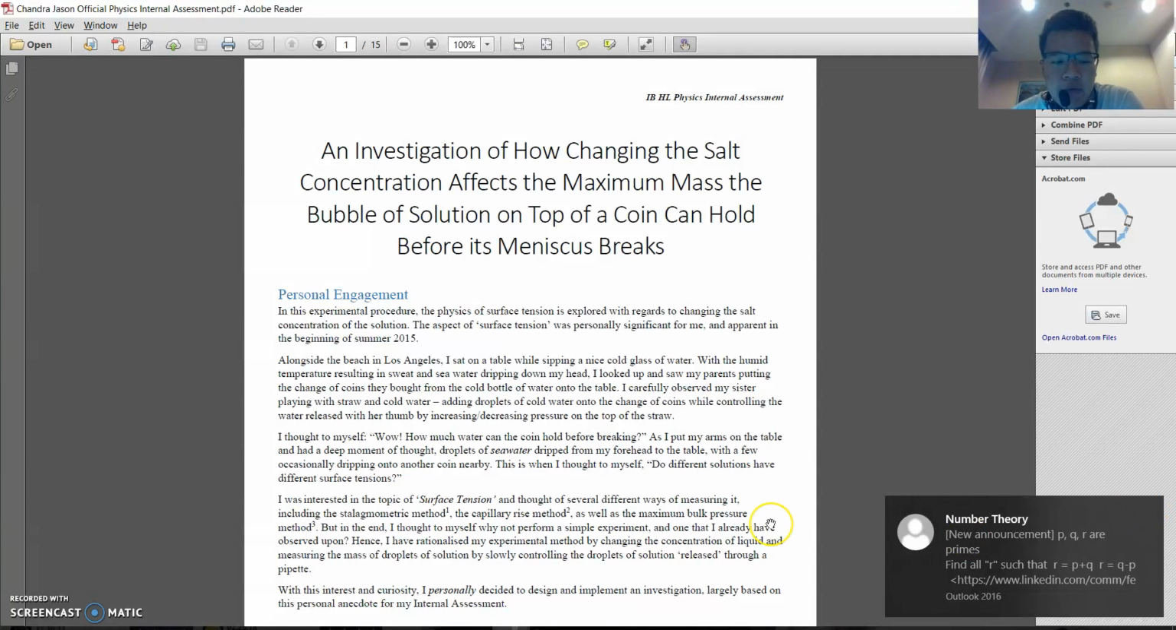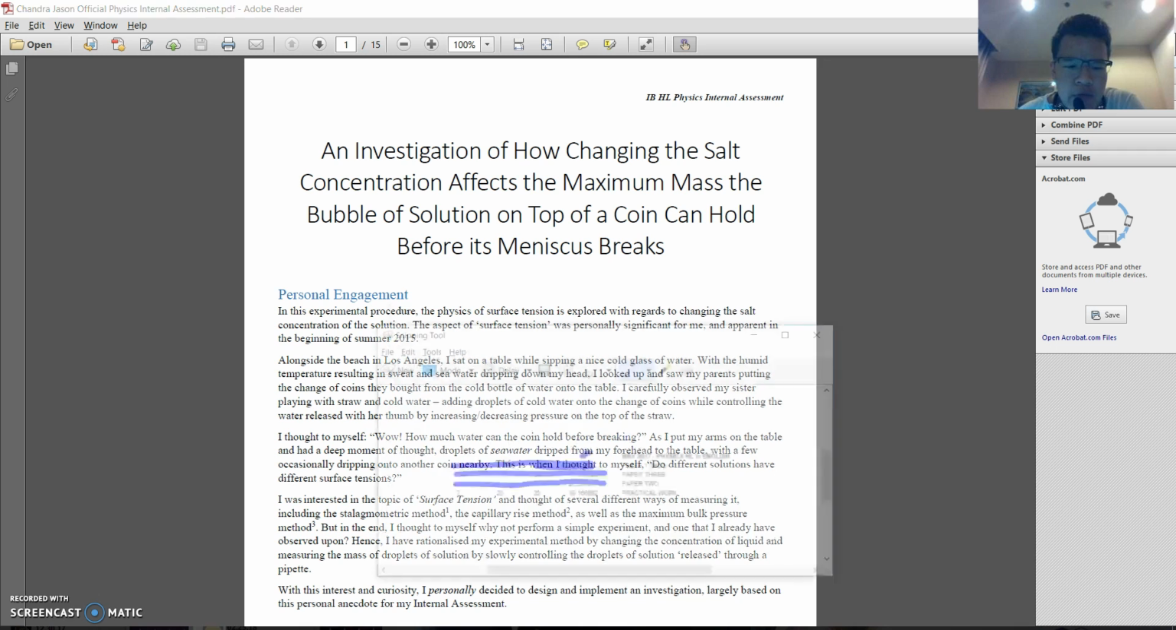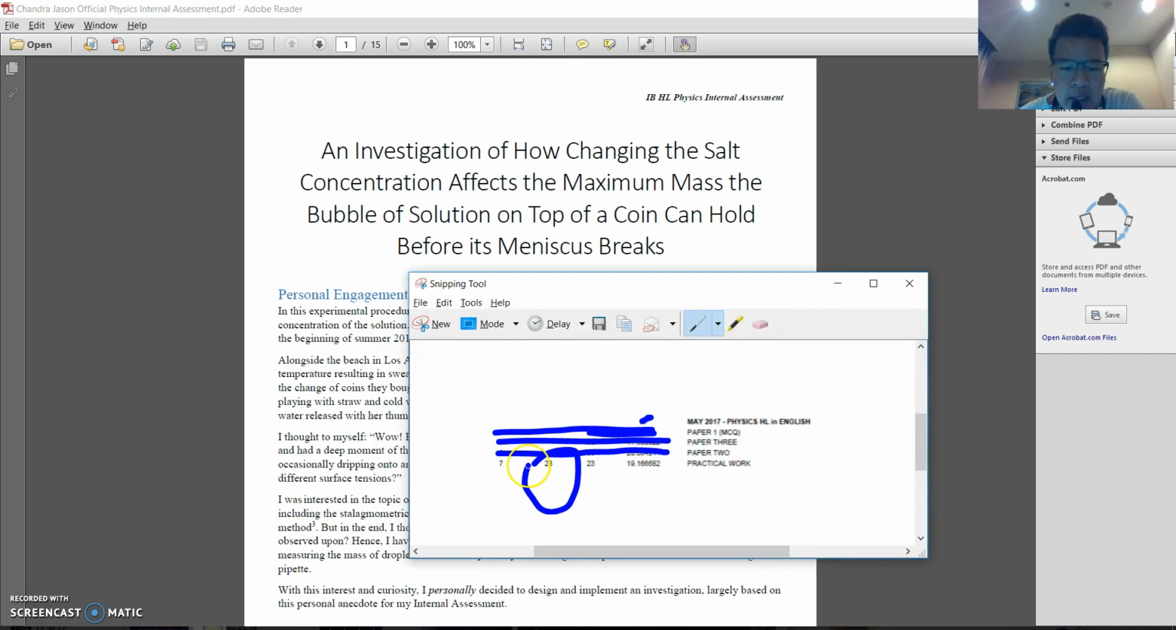Hello everyone, and this will be a video tutorial slash sample of how I got a 23 out of 24 in my physics IA. As you can see right here, the moderated mark was 23, and the teacher in my school gave it a 23 too. And that's level 7. So I'm going to show you my IA, what I did, hopefully some tips on what you guys can do, and yeah.